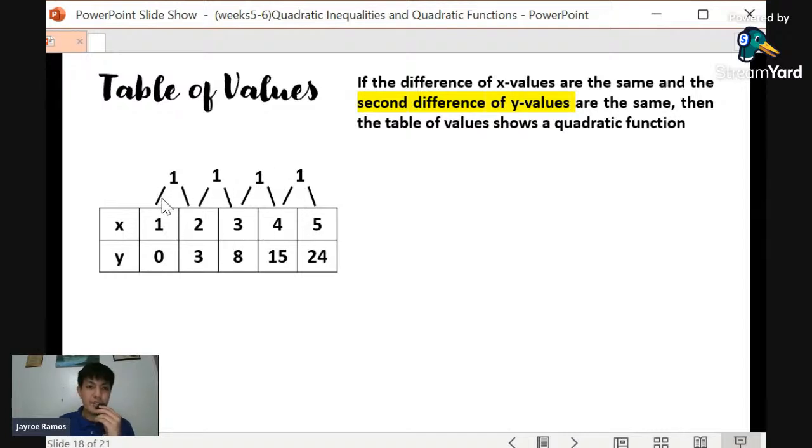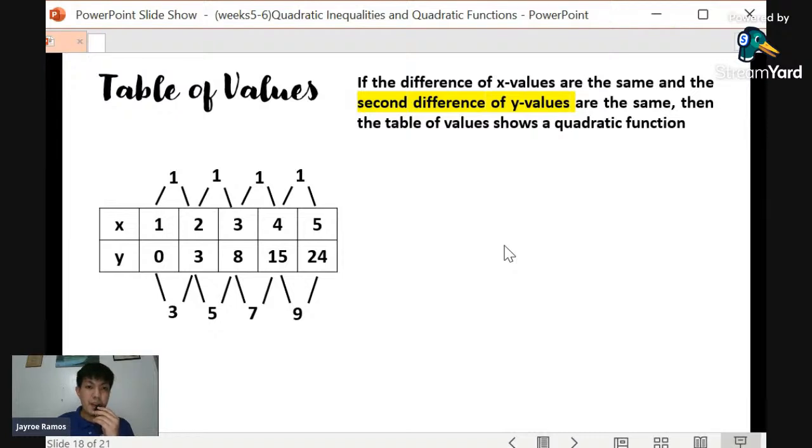But we're not going to stop there. Ang pinakamahalaga dapat dyan ay the second difference of y values are the same. The second difference, yung pangalawang difference, ibig sabihin ima-minus muna natin ito. So 24 minus 15, so that is 9. Kunin muna natin yung difference, no? 15 minus 8, that is 7. 8 minus 3, that is 5. 3 minus 0, that is 3.